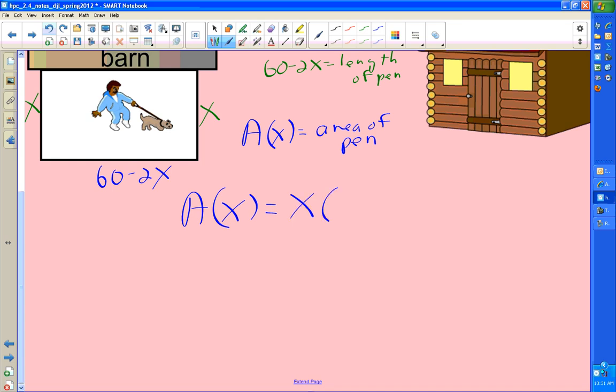How do you get that? Length times width, because it's a rectangle. That's how you find the area. Everybody following that?